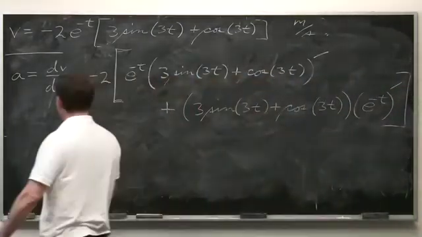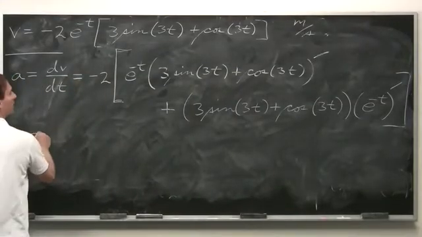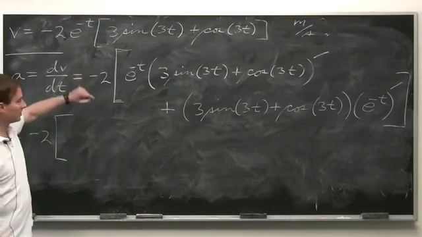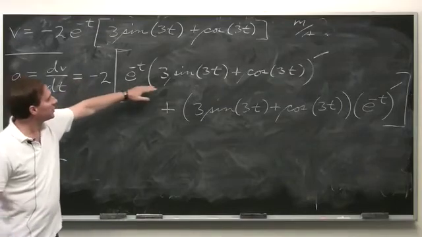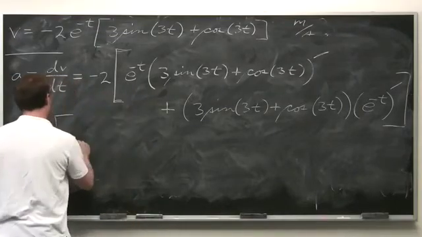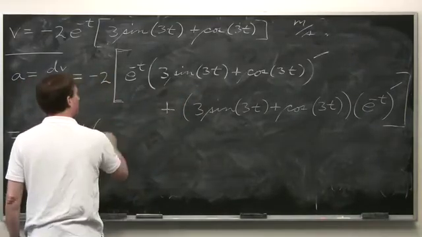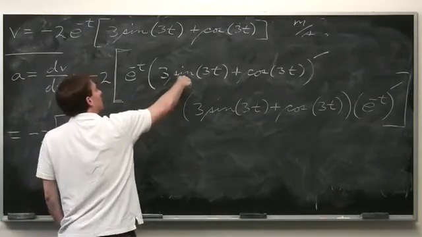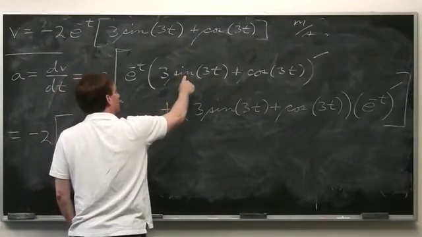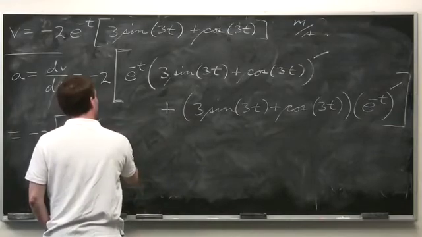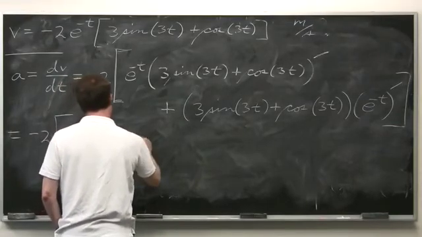And so you get a minus 2. All right, there's the minus 2. That was the easy part. And then the first thing times the derivative of the second. All right, we get e to the minus t, and the derivative of this, you pick up a 3. Then the derivative of sine is cosine, but then by the chain rule, you pick up another 3. So we end up with 9 cosine.